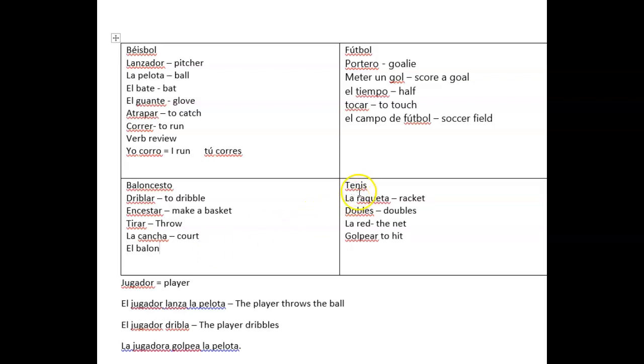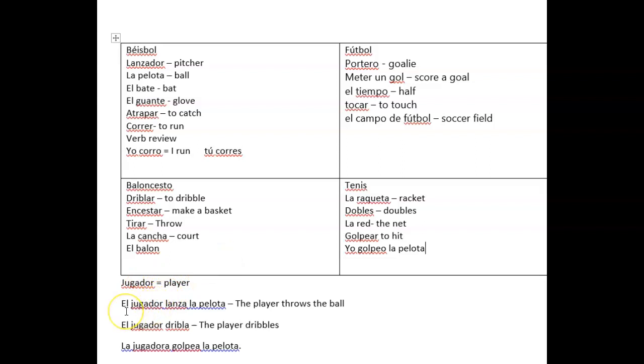All right, and tenis, we've got la raqueta, dobles, la red, and golpear. Notice golpear here is a verb too. So if you wanted to say I hit, yo golpeo. Yo golpeo la pelota. I hit the ball. In all of our sports, jugador is player.